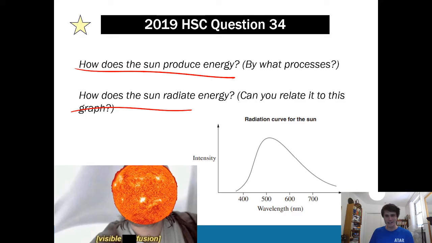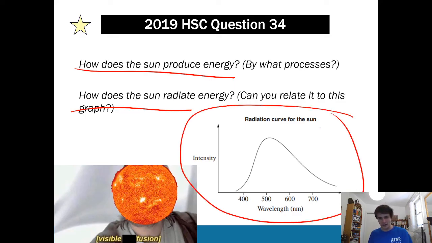Then as to how the sun radiates the energy, well, we've been given this graph in the question. So let's have a look at this. If you know your electromagnetic spectrum decently well, hopefully you'll recognize that these wavelengths here are visible light, which tells us that the radiation curve for the sun shows that most of the radiation we're getting from the sun is in the visible light spectrum. So how does it radiate energy? Well, it's mostly electromagnetic radiation, and the graph shows us that of the electromagnetic radiation, it's mostly visible light as well.